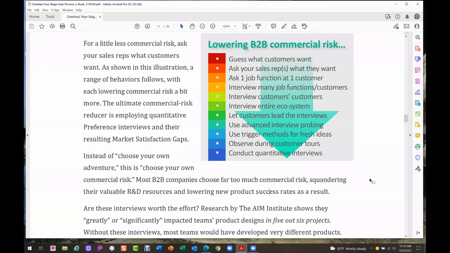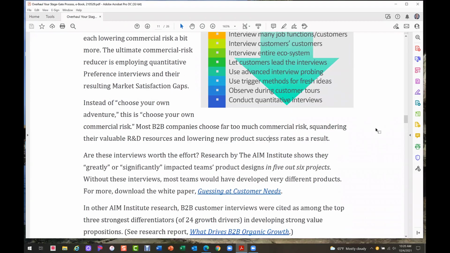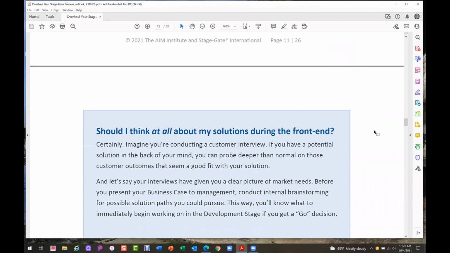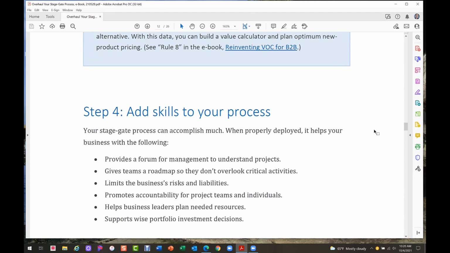And our belief is, and if you want to talk about this, I can tell you the calculations, but we feel that if you're going to spend about a person year or more in the lab in the product development stage, you really should go all the way through preference interviews in a market case, get the quantitative preference interviews. All right, so that's all about commercial risk, lowering that.